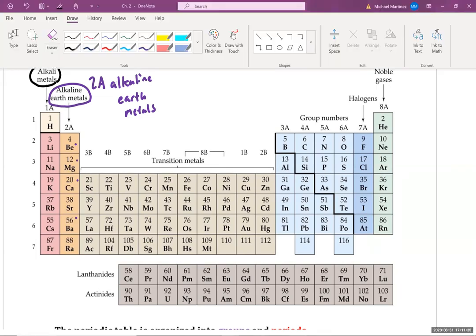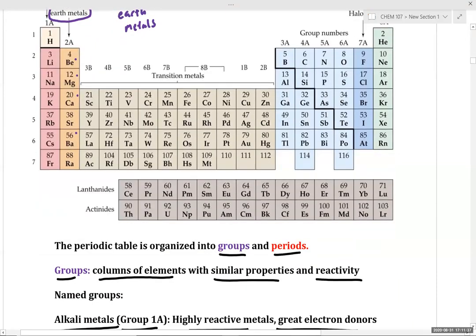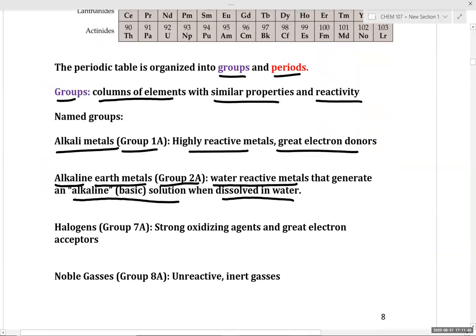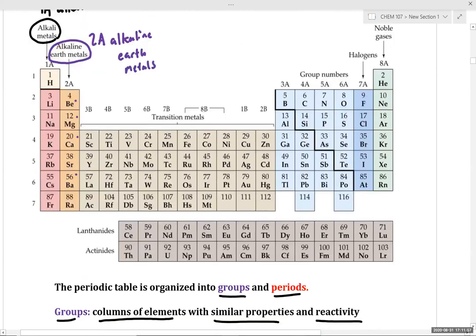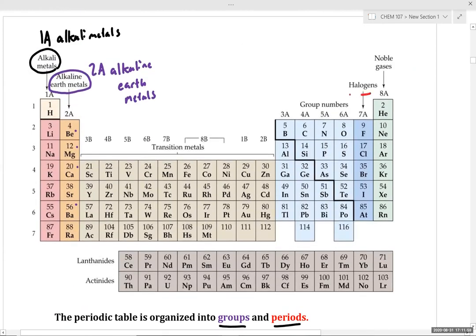Wonderful. Now let's look at some of the more dangerous groups in the periodic table. Group 7A is known as the halogens. So these are strong oxidizing agents and great electron acceptors. These are also in general quite poisonous and toxic elements. So everything in group 7A, so when you see 7A elements, I want you to think halogen.